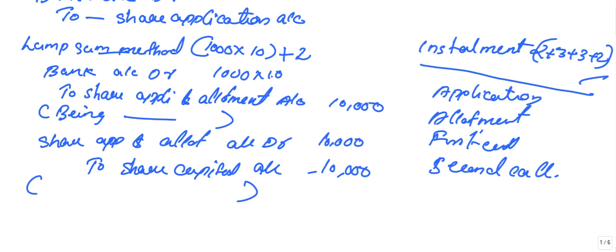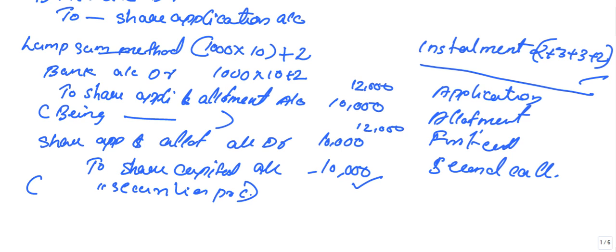How much is collected? 10 plus 2 we are collecting. Okay. So how much will come here? 12,000 rupees will come. And then the share allotment also will come to 12,000 rupees. Okay, but how much is the share value? 10,000 only. What about the balance amount? Here you can write another account, securities premium account, that is 2,000. Now debit is equal to credit. This is a lump sum case.